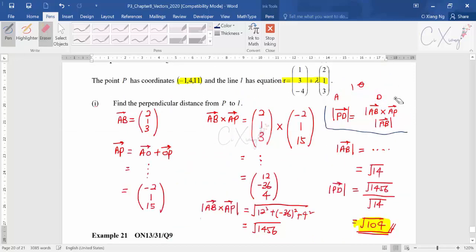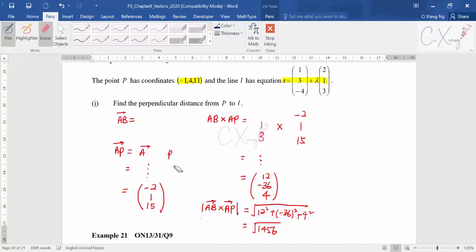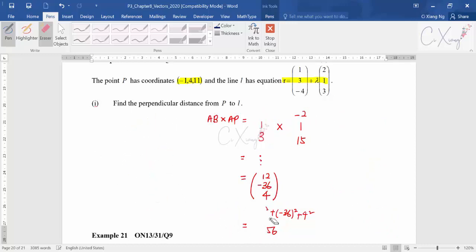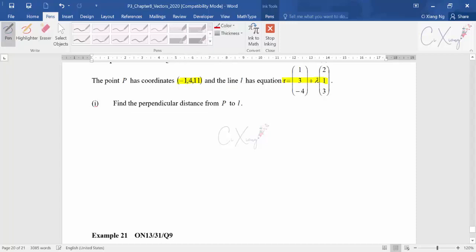I will just delete this first. This is the method number 2 that we discussed in the previous video. Again, if you look at the question one more time, you realize that everything is still the same. Usually for me, if I want to make it simple, I will just draw a triangle here.